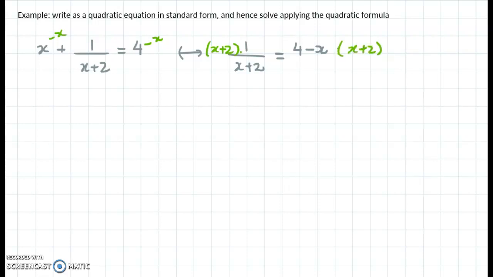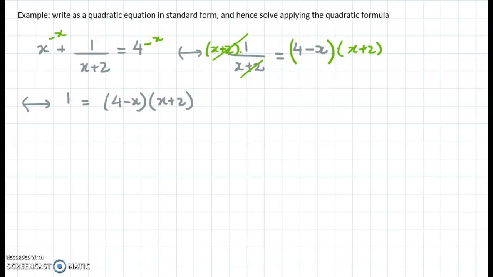Let's be careful on the right hand side, since I want to multiply the whole right side by x plus 2, so I'm going to use brackets to make sure that I do that. And by doing this, on the left hand side we are cancelling the denominator, and then we are left with 1 is equal to 4 minus x, all of that multiplied by x plus 2.